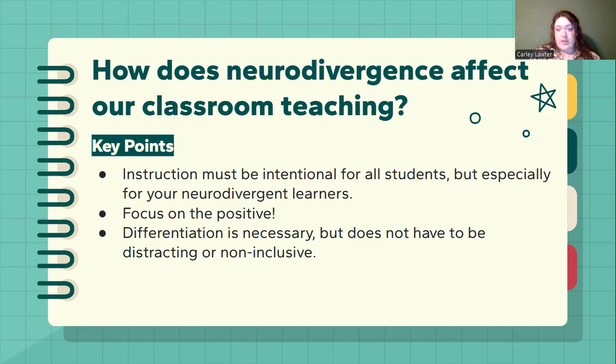So, another key point that's reiterated through a lot of the articles that I researched is that you have to focus on the positive. You cannot just worry about what they can't do. You need to focus on what they can do and turn their strengths into the main point of their learning. So, as noted before, you're going to have to differentiate, but that doesn't mean that they have to be taken out of the classroom or excluded from certain activities. Differentiation can still be inclusive. And we want inclusive classrooms so that every child in our classroom feels like a part of the family, whether that means they're neurodivergent or not.